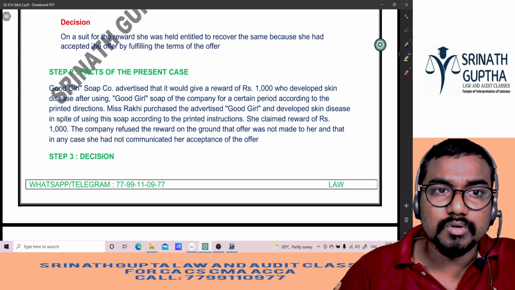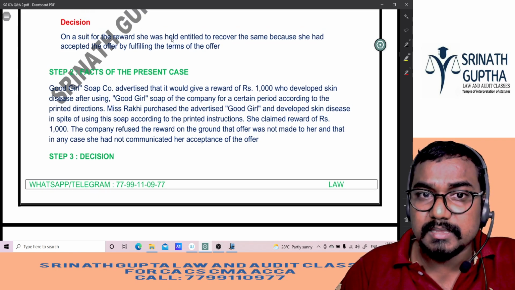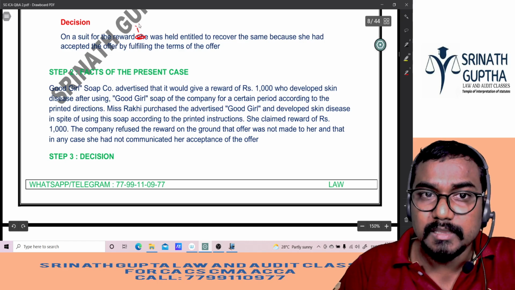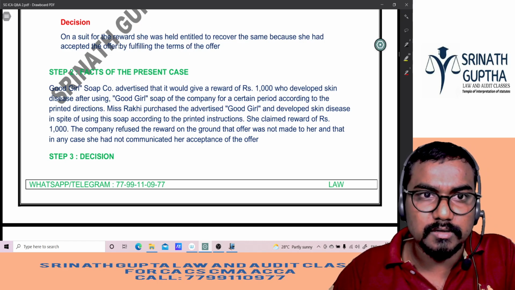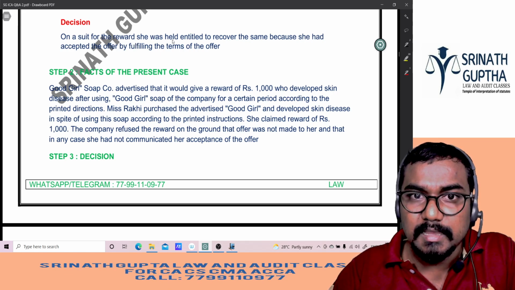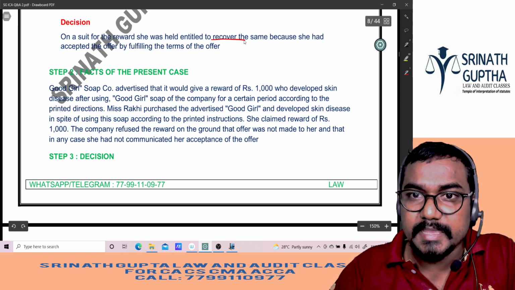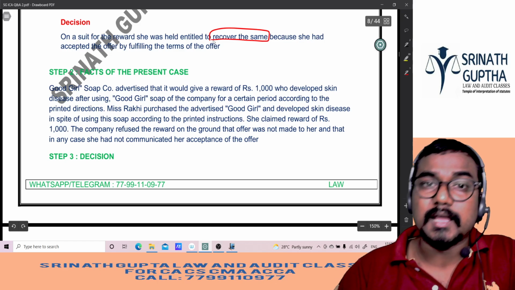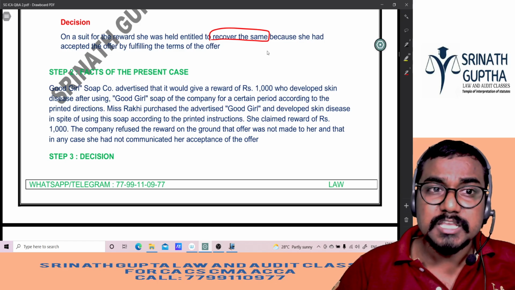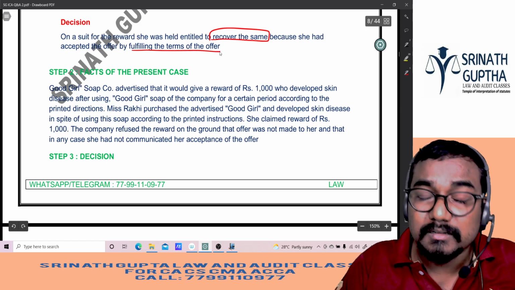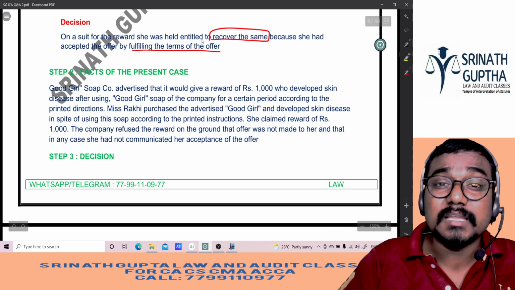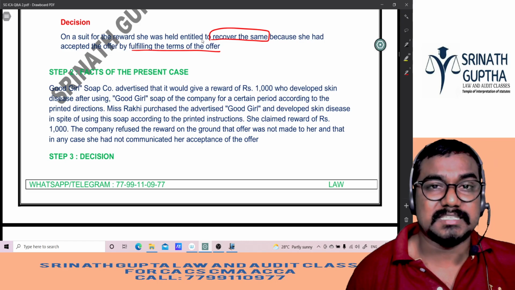Decision on the suit for the reward: it was held that she was entitled to recover the 1000 rupees from the Carbolic Smoke Ball Company because she had accepted the offer by fulfilling the terms of the offer. Using the medicine as per the instructions is a deemed acceptance.